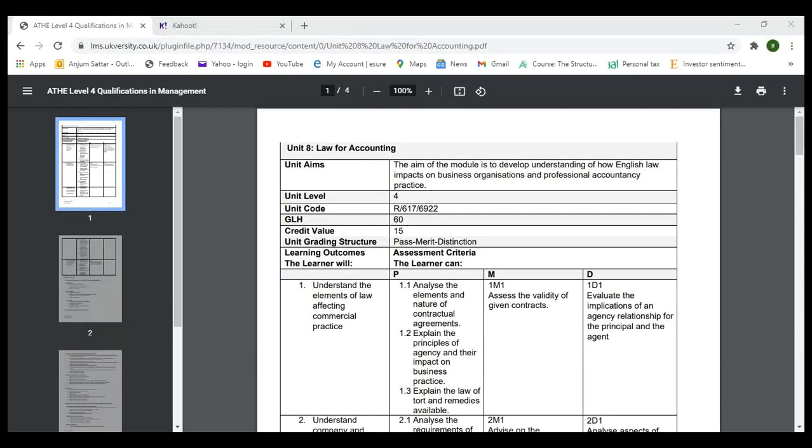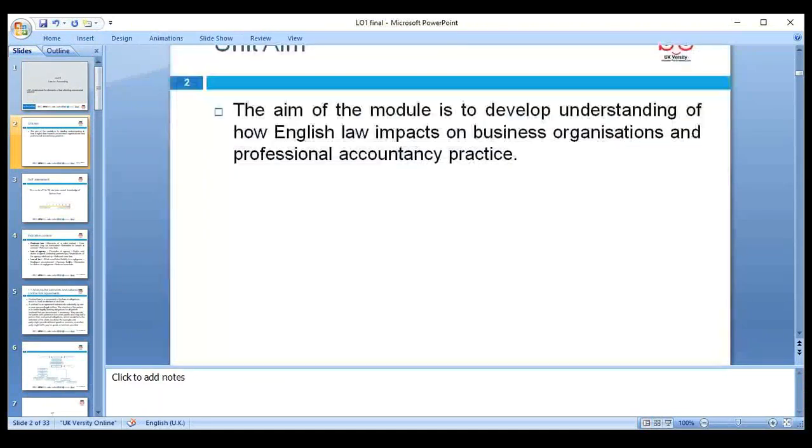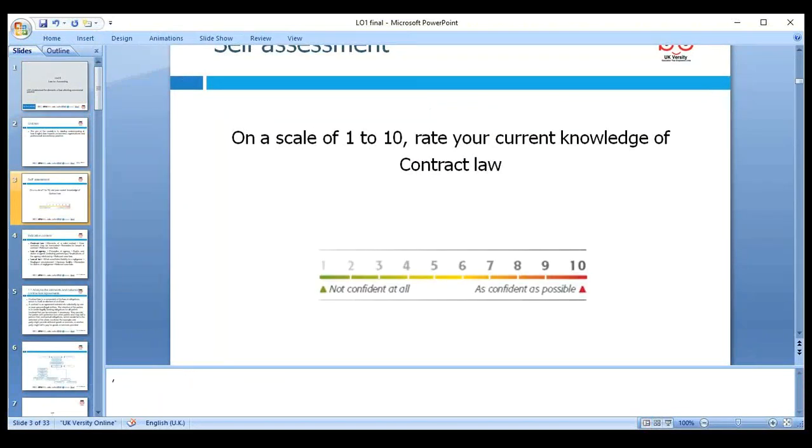Okay, does anybody have any questions before starting? If you have any questions? No, fine. Okay, let's move on. Can we rate ourselves 1 to 10, please? Your current knowledge about contract law, what do you think? I'm probably a 2. Probably 3. Yeah, good, you need to say it. 5. I would say 5 as well. Yes, brilliant, good.